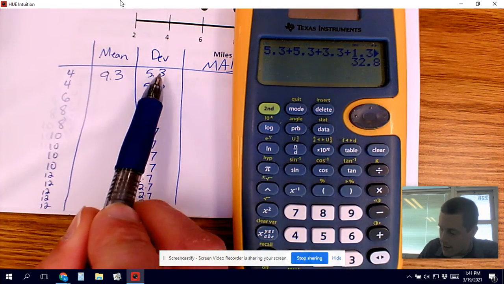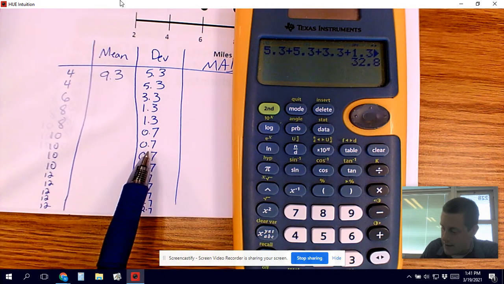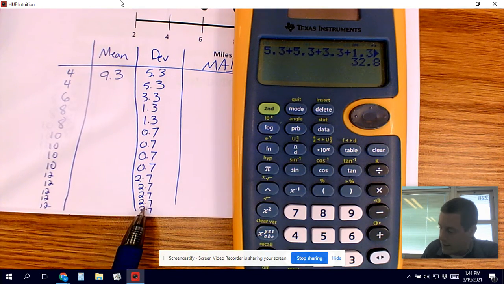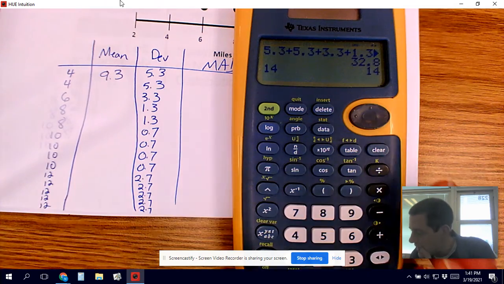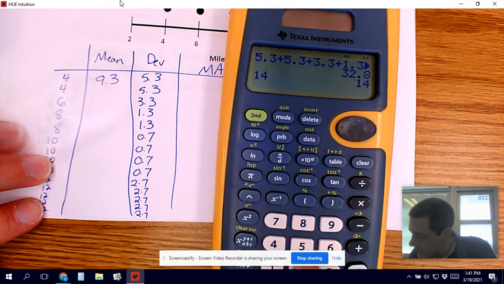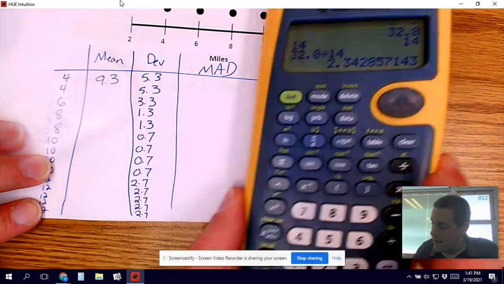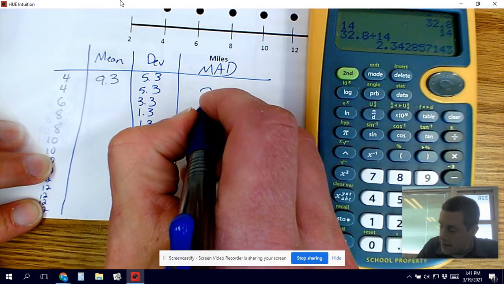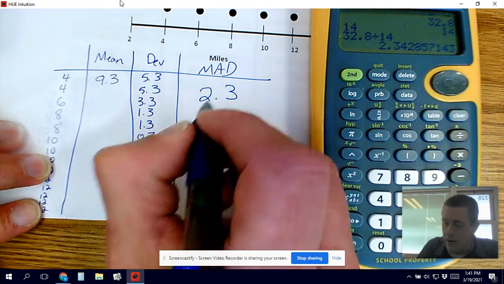And remember, there were 1, 2, 3, 4, 5, 6, 7, 8, 9, 10, 11, 12, 13, 14 elements in the set. So when I divide 32.8 by 14, I get a mean absolute deviation, rounded to the nearest tenth, of approximately 2.3.